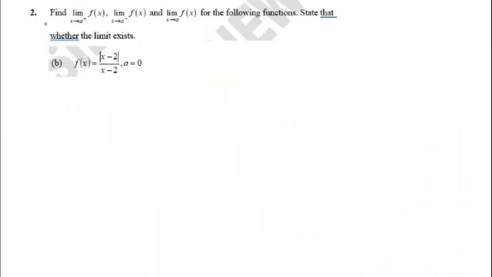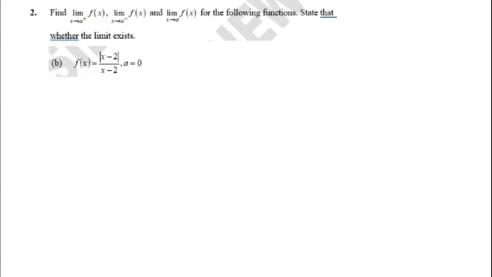Hi everyone. For question 2b, find the limit of the function when x approaches a from the right hand side and from the left hand side, and find the limit for the function when x approaches a, which is 0. Then state whether the limit exists or not.